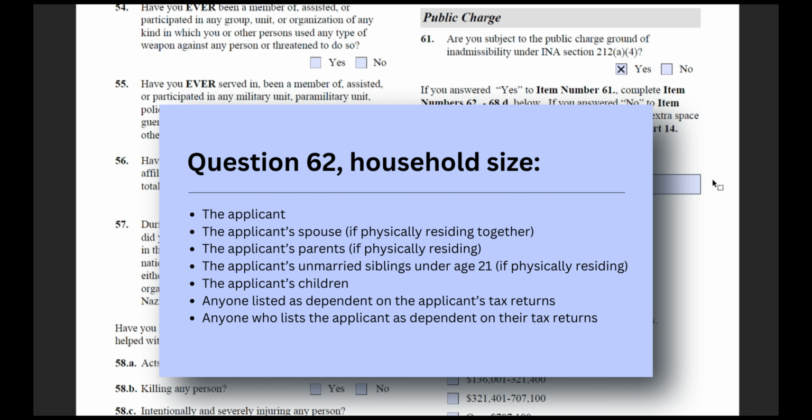part of your household. The applicant, so the person applying for the green card, the applicant's spouse, if physically residing together, the applicant's parents, also if physically residing together, the applicant's unmarried siblings under the age of 21, again also if physically residing together, the applicant's children, anyone listed as a dependent on the applicant's tax returns, and also anyone who lists the applicant as a dependent on their tax returns.